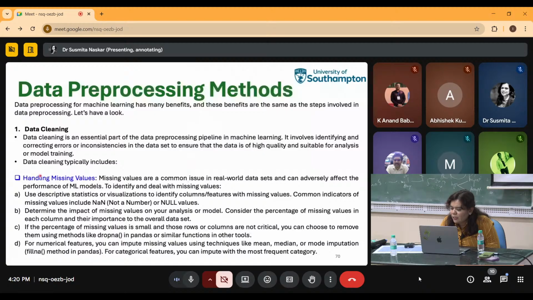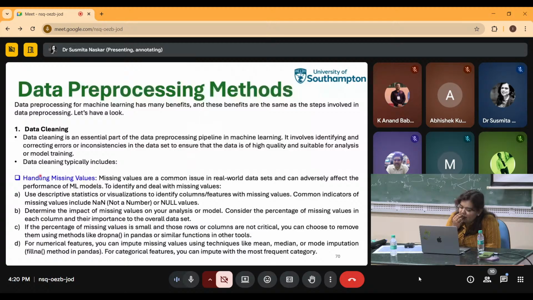Then assess the impact: how missing data can impact your analysis or model. Look at the percentage of missing data per column, or how important the column can be for your overall performance. And then remove the rows or columns if they are small. So if only a very small percent of data is missing, or it is not critical for your performance, you can actually remove those rows and columns.